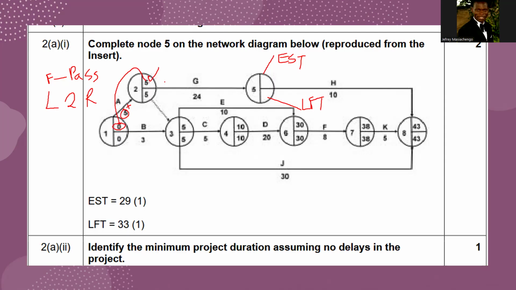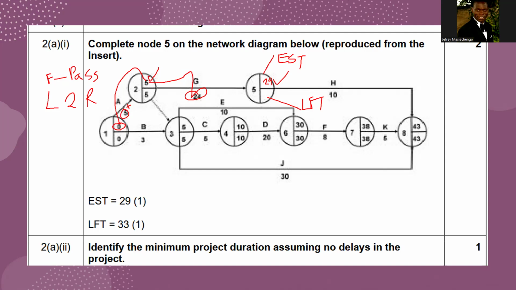Then we take this 5, we add it to 24, 5 plus 24. What do you think is the answer? It's 29. Well done. So we get the answer 29. Then you have 1 mark. Cambridge is generous. 1 mark for you. Let's continue with that forward pass.